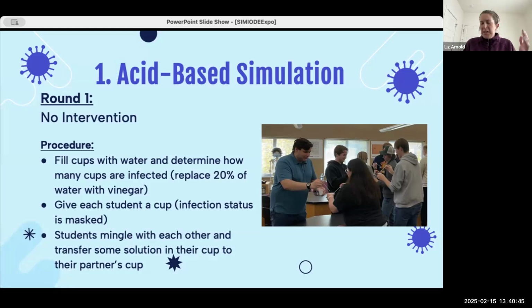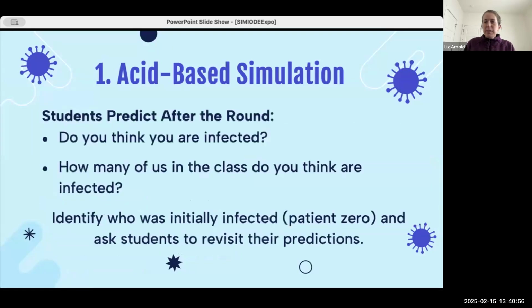So we repeat this, and we repeat this, I don't know, a couple of minutes until you think there's been enough saturation, mingling interactions among your entire class. And then what we do is we ask students to go back to their seat and we say, do you think you're infected? Why or why not? And so there's that individual aspect. And then we ask them, well, how many in the class do you think are infected? So there's that population level.